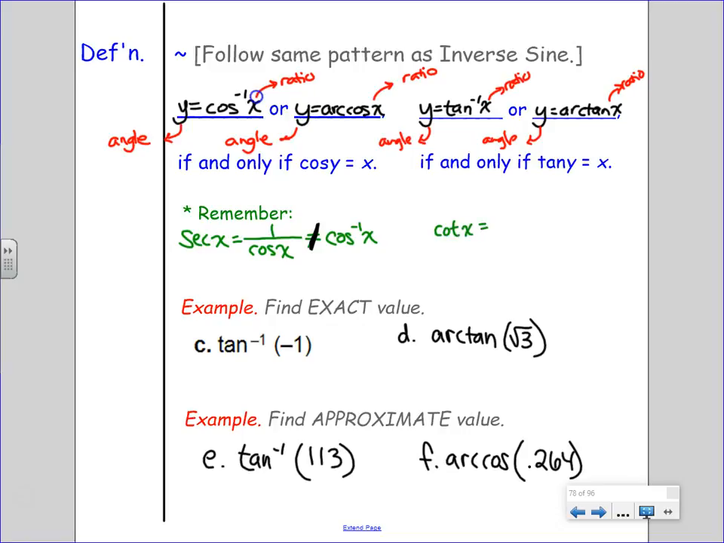Cotangent. Who is cotangent? Help me. 1 divided by tangent. What is that? Not tangent inverse. In the calculator, we did tangent of x and then outside of parentheses to the negative first. Is that?